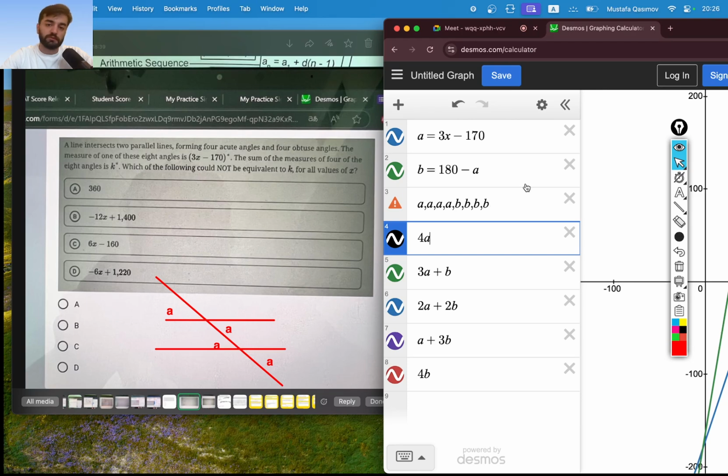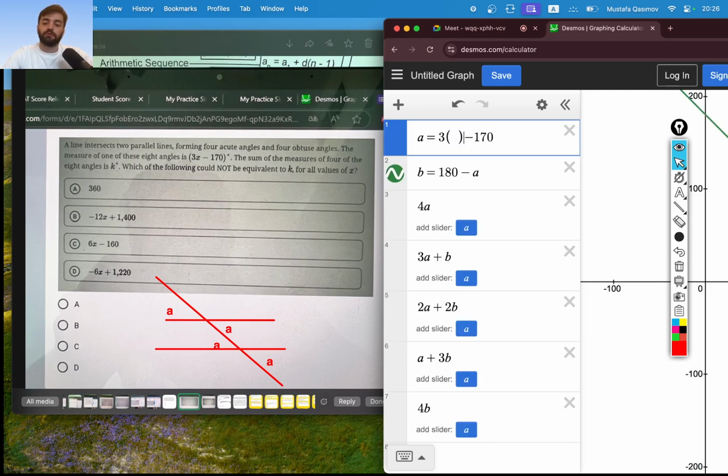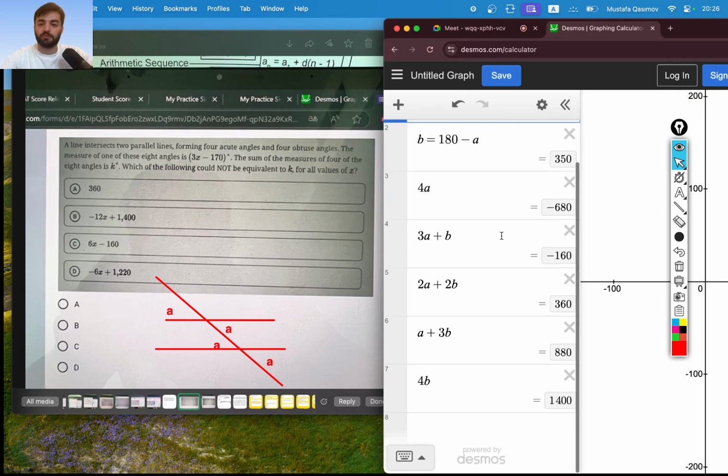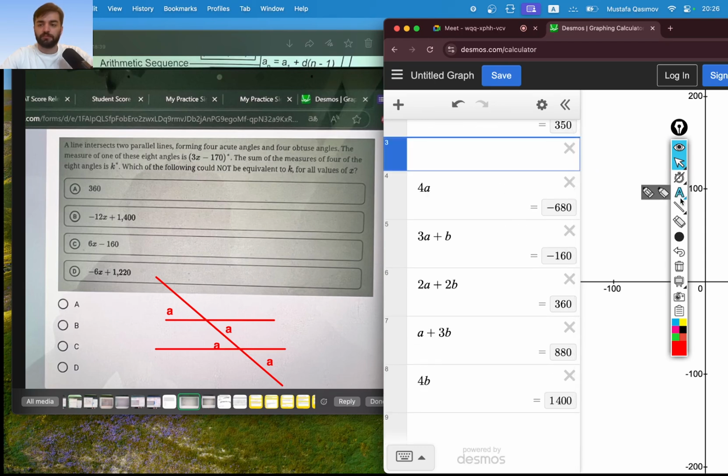So then you can write the value instead of A and B. You can calculate it, but it will take your time. My recommendation here is to write 0 instead of x. When you write 0 here, you will get these values. You will get 1400, negative 160, and you will get 1220.